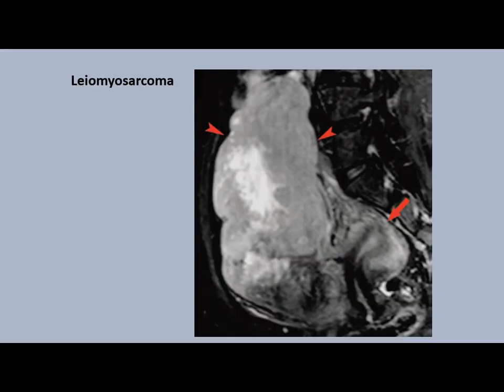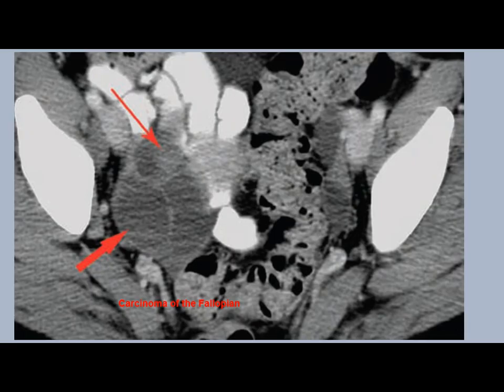Again, there are multiple staging systems. Leiomyosarcoma is a rare but very aggressive form of malignancy affecting the uterus. And the most important one is to differentiate it from benign fibroma. Differentiated from what? From benign fibroma.